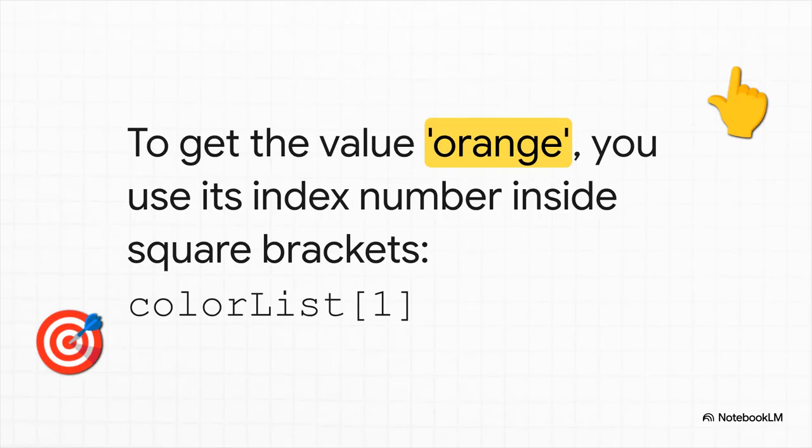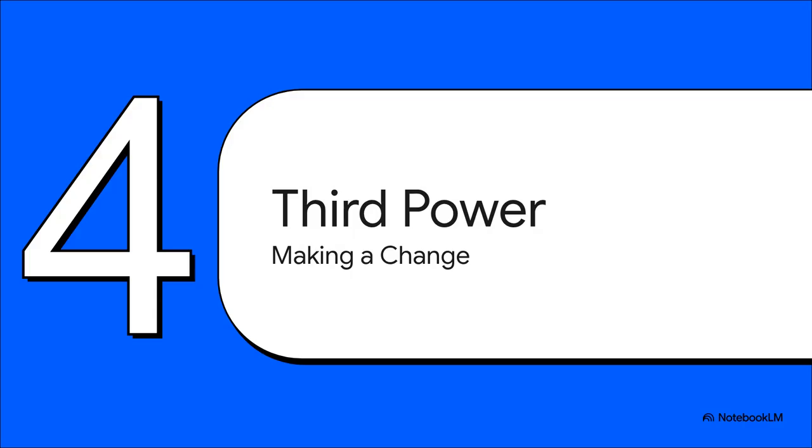So putting it all together, if we want to grab orange, we just ask for the item at index 1. We use the list's name, then we use the square brackets with the index number right inside. And just like that, Python hands us the value orange. Pretty cool, huh? Okay, so we can work with all the items and we can grab just one. What else is there? Well, the third and final superpower for today is the fact that lists are not set in stone. They're dynamic, they're flexible, and you can change them whenever you need to.